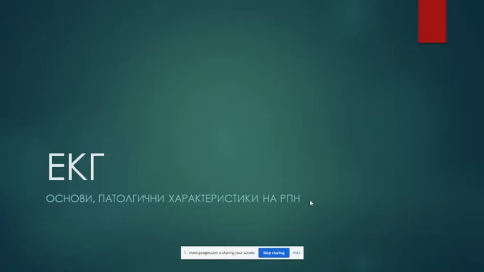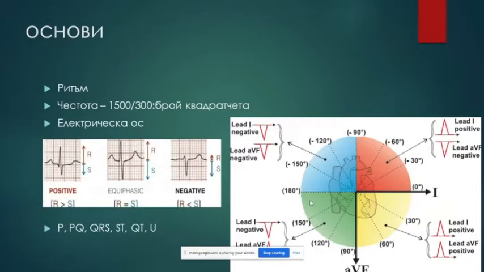So the most important thing about this exercise is to interact, and to feel free to read the ECG. So don't hesitate, ask anything, right? Okay.